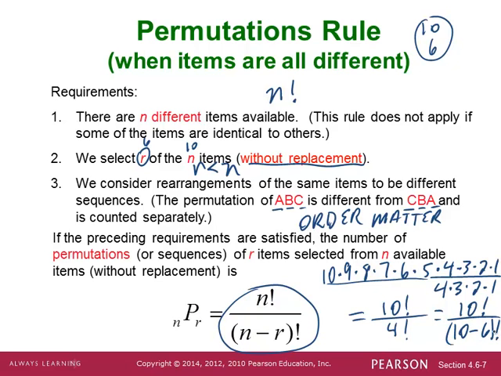And in general, if you have n items available and you're going to arrange r of them, then n factorial divided by n minus r factorial will be what counts the number of ways of doing that permutation. Okay? And remember, order matters for permutations.